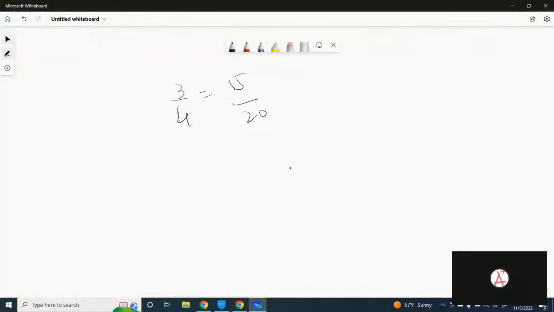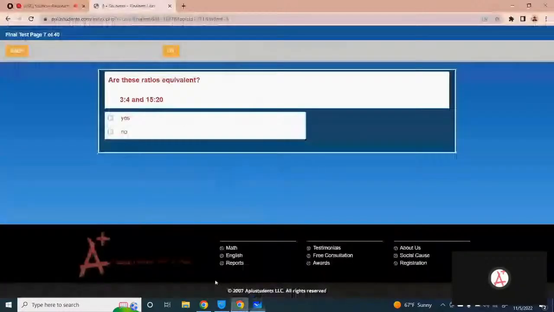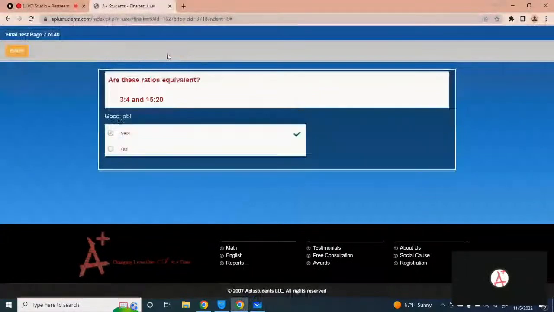Okay, just simplify this fraction. You can divide both numerator and denominator by 5. So it would be 5 times 3 is 15 and 5 times 4 is 20. Yes, they are equivalent. Got it. Both the ratios are equivalent. So just select the correct option, then click on the OK button.